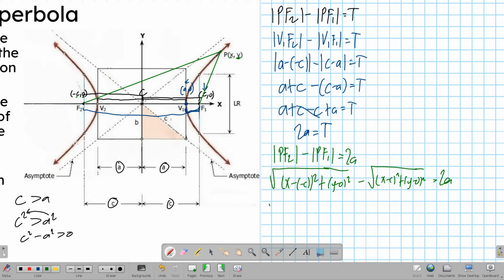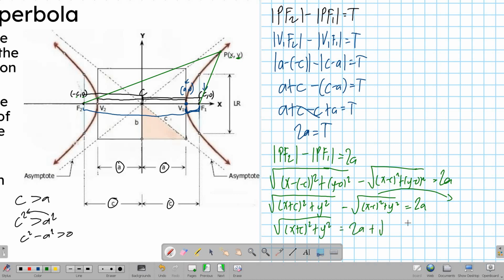Simplifying things inside, we're going to now have the square root of x plus c squared plus y squared, minus the square root of x minus c squared plus y squared, and this is equal to 2a. So that it is easier for us to remove the radical sign, we transpose one of the radical expressions to the other side, leaving one of the radicals on one side. So we have the square root of x plus c squared plus y squared equal to 2a plus the square root of x minus c squared plus y squared. And this is now where we square both sides to remove one of our radicals.